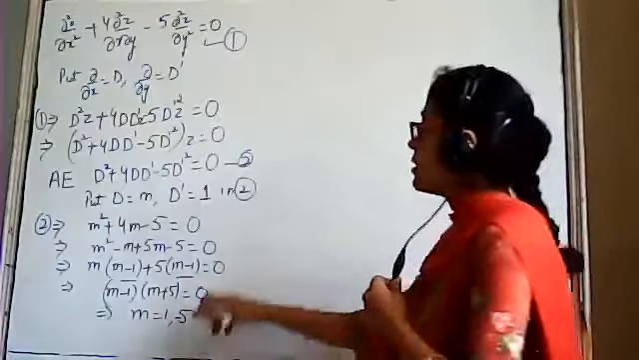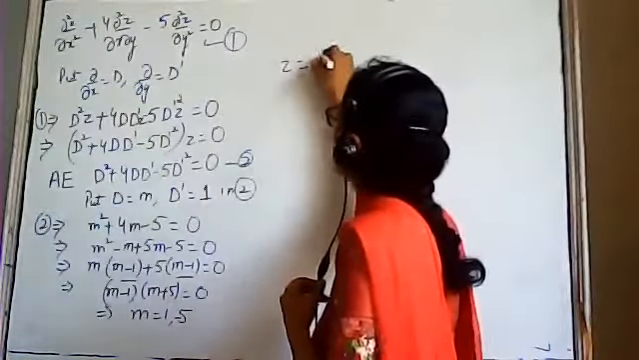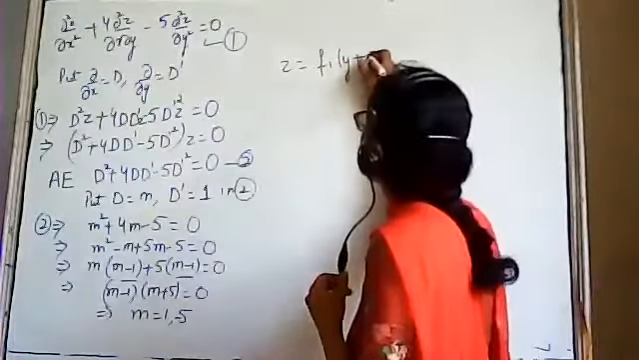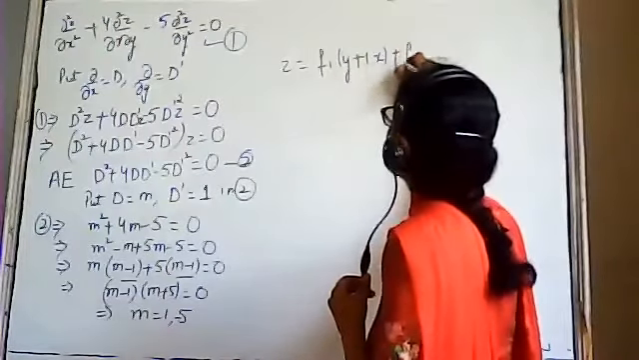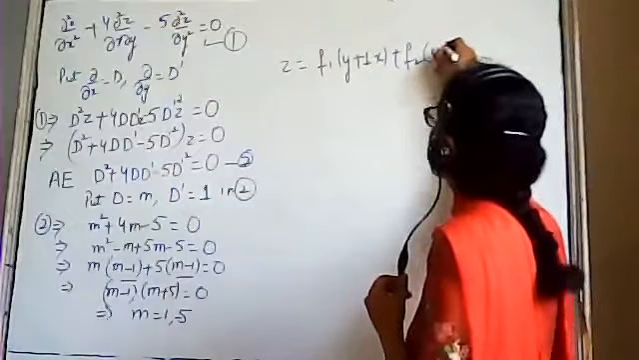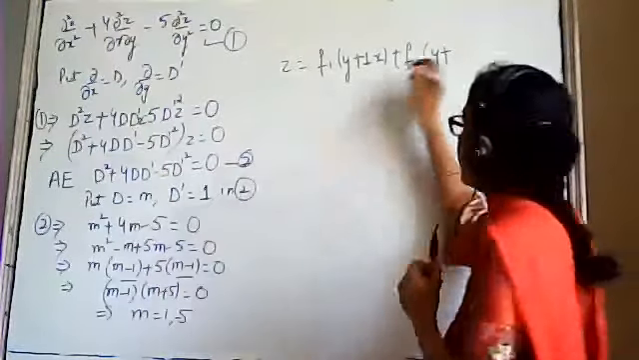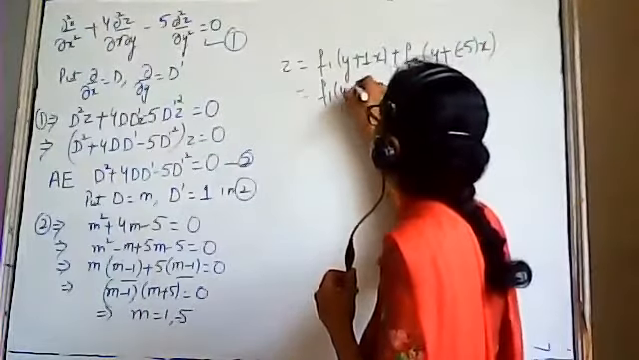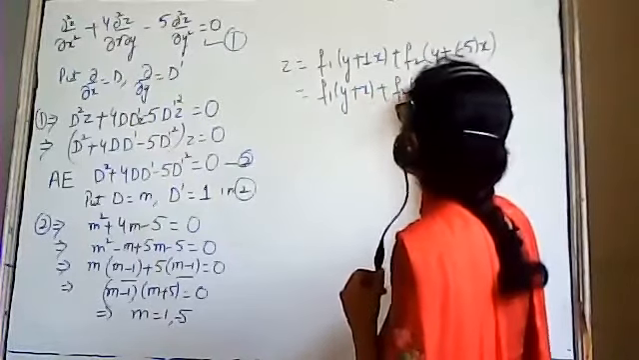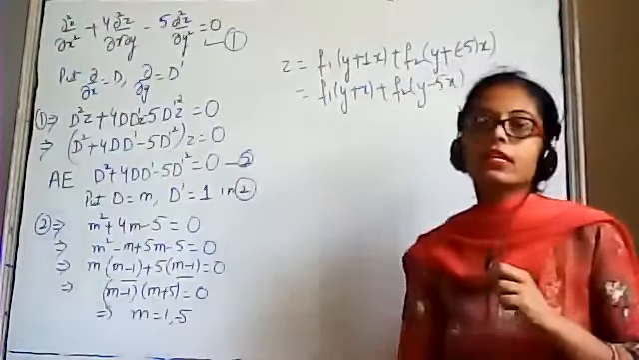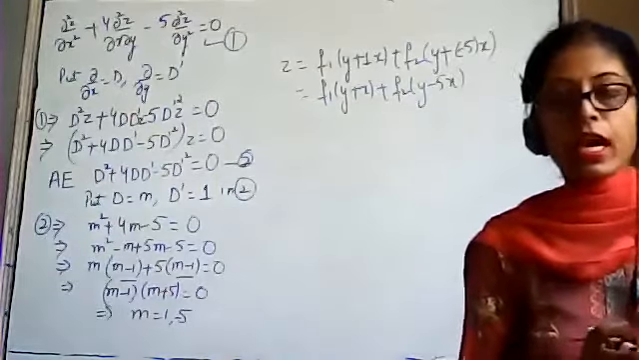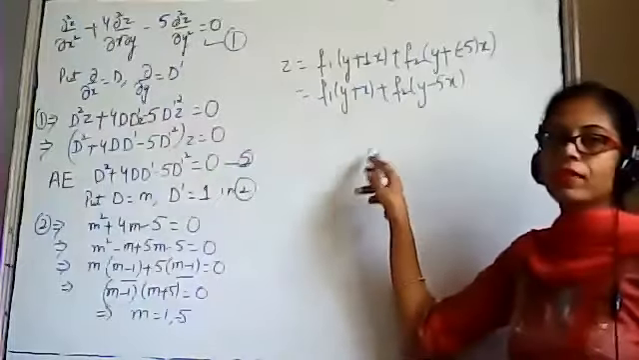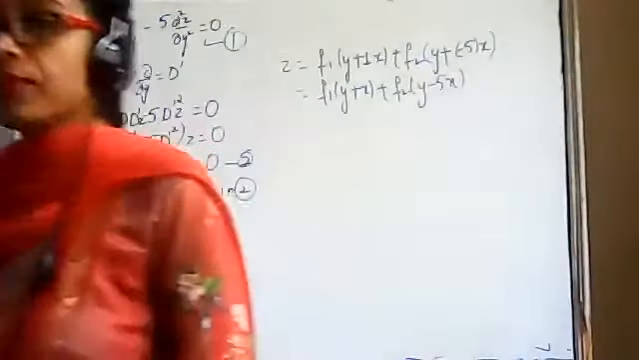Both the roots are different, so the solution will be z = f1(y + first root x) + f2(y + second root x). The first root is 1, so it will be f1(y + x), plus f2(y − 5x), the second root being −5. So it is our required solution. As the right hand side is 0, there will be only one solution, that is the complementary function. Okay?